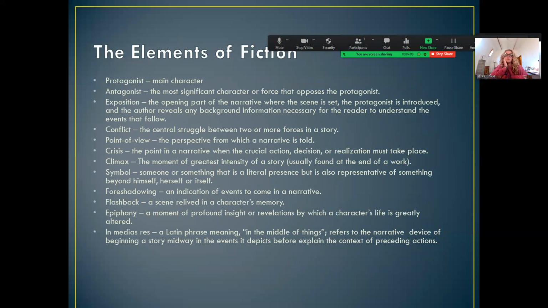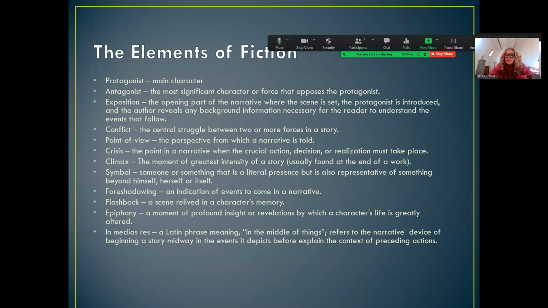The elements of fiction that you really need to know for today, though, are protagonist, that's the main character of the story, antagonist, that's the most significant character or force that opposes the protagonist in the crisis. The exposition, like I told you, is the beginning of the story. It's where the scene is set and the protagonist is introduced, and the author reveals any background information necessary for the reader to understand the events that are going to follow. Conflict is the central struggle between two or more forces in a story.